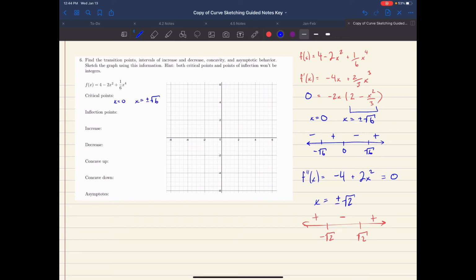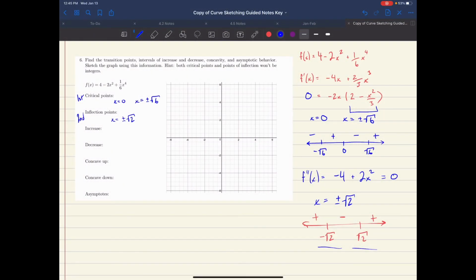Inflection points come from the second derivative. So if we look at the number chart for the second derivative, our zeros were plus or minus root 2. Does the function change sign around those? The answer is yes, it changes sign around both negative root 2 as well as root 2. So those are both inflection points. We would have x equals plus or minus root 2, so we have 2 inflection points.